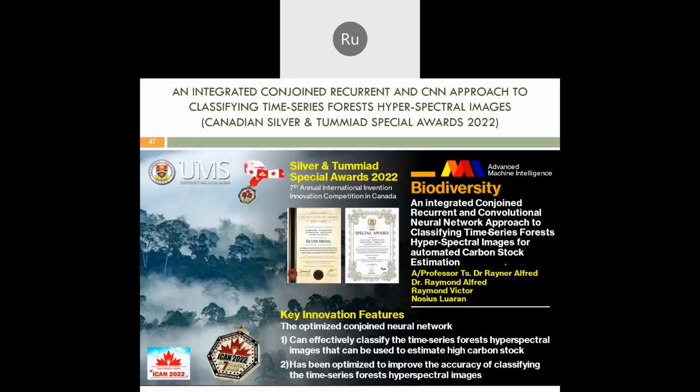This one we are looking at the carbon stock. What happens is that we capture the image of the forest and we classify the type of forest they have. Then based on that, we can estimate the carbon stock, because different forests provide different levels of carbon stock. This one is based on the image that we capture from the satellite.